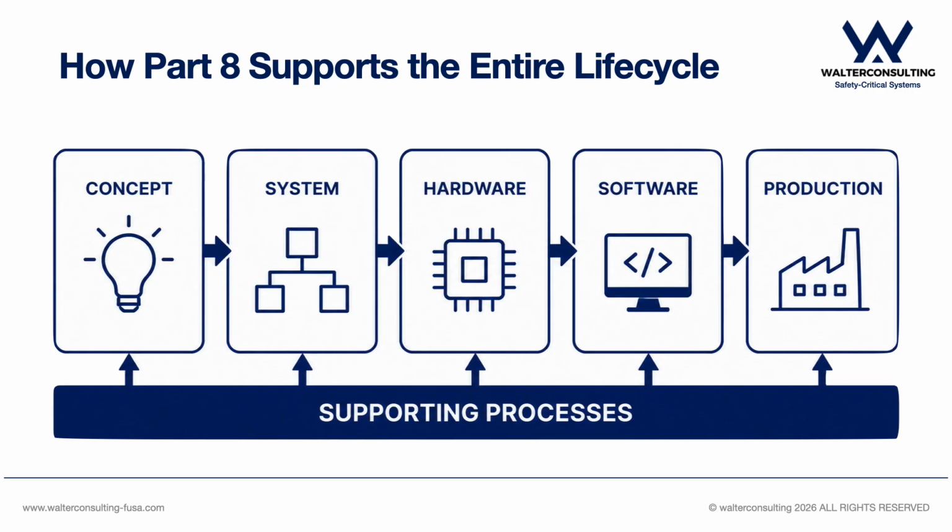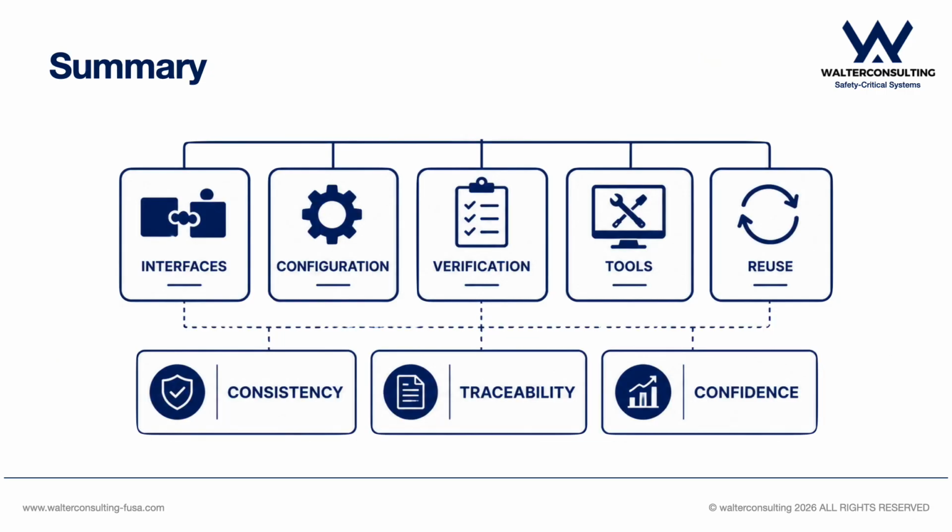Now let's summarize the key points. ISO 26262 Part 8 provides the supporting processes that enable successful functional safety development. These activities help organizations manage information, control changes, verify engineering work, establish confidence in software tools, reuse existing components, and support functional safety throughout the complete lifecycle. Although these activities often operate in the background, they are essential for achieving consistent and reliable development processes. In many ways, Part 8 is the glue that connects all of the other parts of ISO 26262.